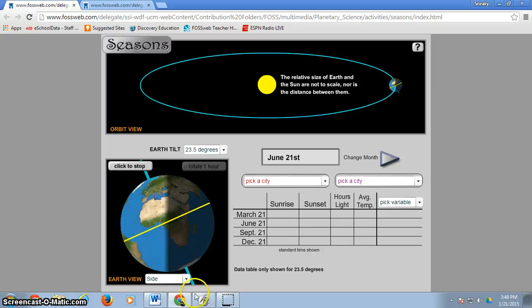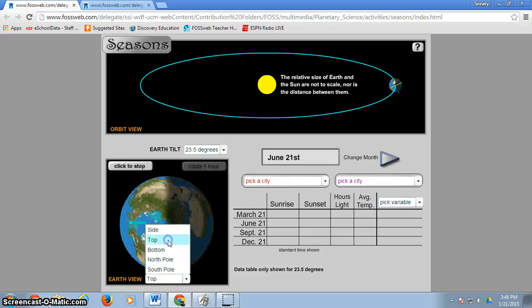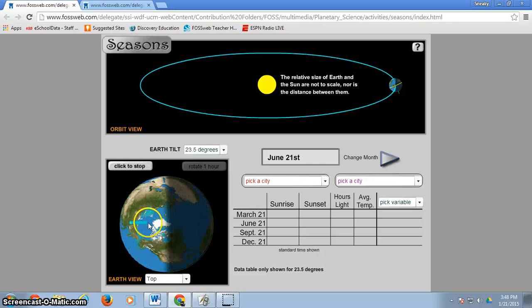At this point, if we go down to the top view here, we can see that most of the northern hemisphere is on the daytime side. In fact, the North Pole and areas around Alaska will receive nearly 24 hours of daylight on June 21st.